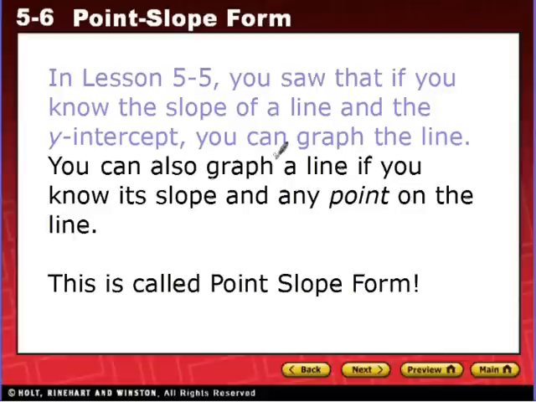In lesson 5-5, we saw that if you know the slope of a line and the y-intercept, you can graph the line. You can also graph the line if you know its slope and any point on the line. And in some of the classes this week, we did talk about that as a way of finding the y-intercept. You could actually graph the point and the slope, and figure out where the y-intercept was.